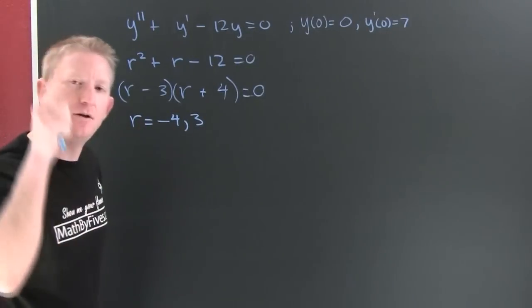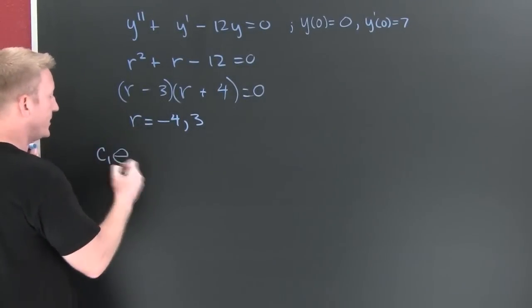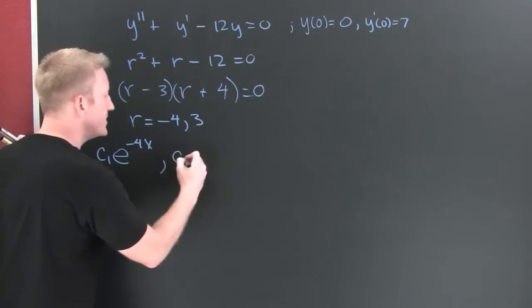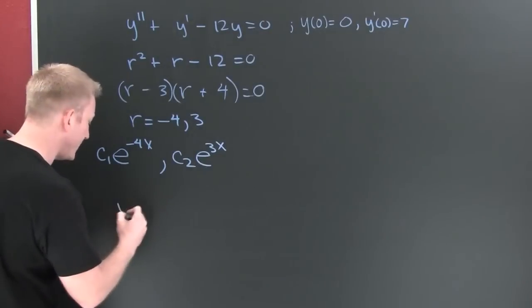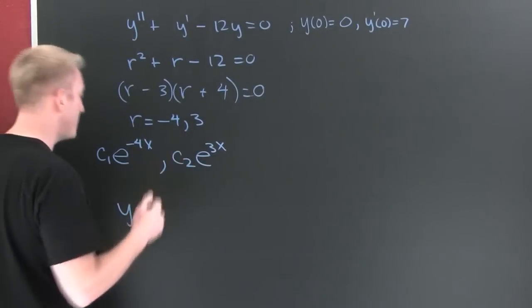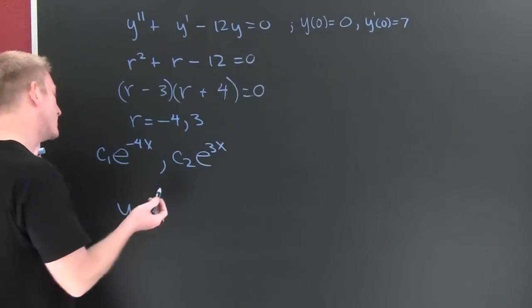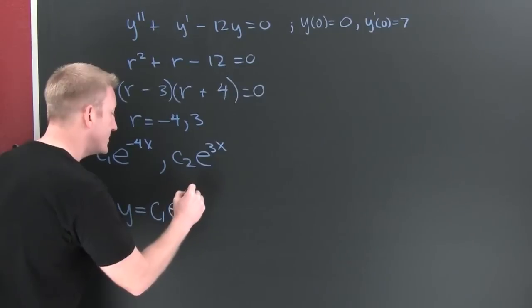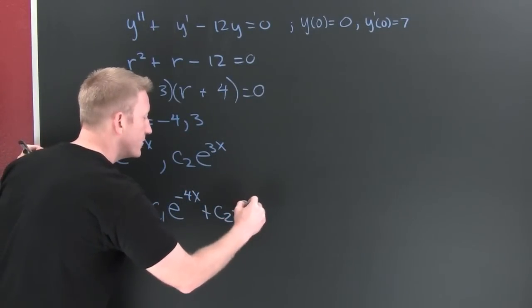Okay, so non-repeated real roots. So one solution is going to come in the form c1 e to the minus 4x. And another solution is going to be c2 e to the 3x. And a general solution is going to be y is equal to the linear combination of those two independent solutions. If you want to check independence, go ahead, check out that video. A little bit of Wronskian. Yeah, fundamental solution sets, look it up. y equals c1 e to the minus 4x plus c2 e to the 3x.